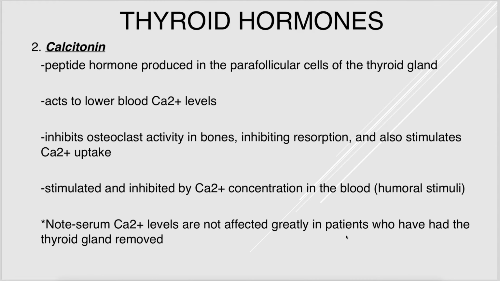Now the next one, calcitonin. This is a peptide hormone, protein hormone, produced by parafollicular cells. I don't really care that you know that. But its main job is to lower blood calcium levels. Okay, and it does this by inhibiting the breakdown of bone, which is resorption. It's stimulated and inhibited by just the concentration of calcium in the blood, which is a humoral stimulus. Now, I've talked about calcitonin not being very, very important. If you don't have calcitonin and you have fully functional parathyroid hormone, your calcium levels will stay relatively stable.